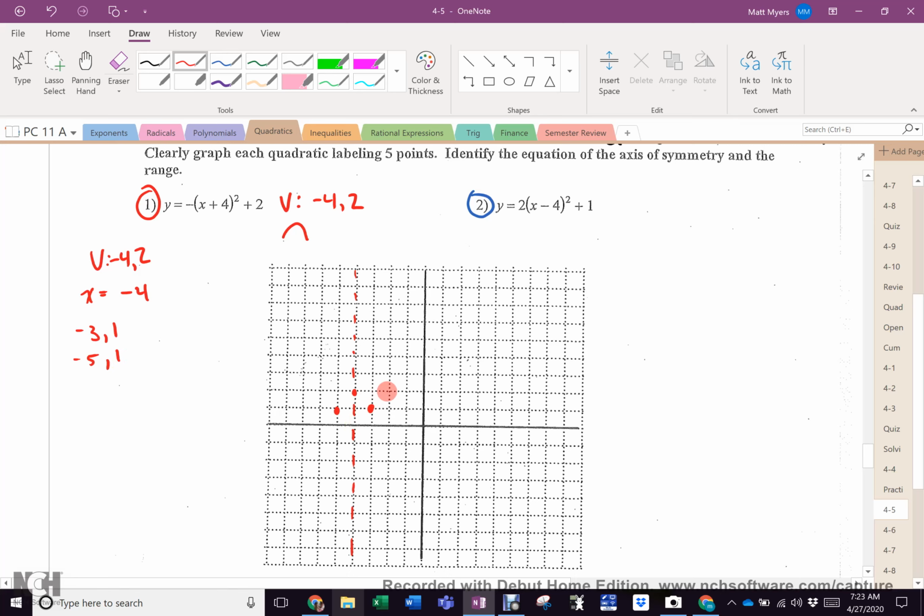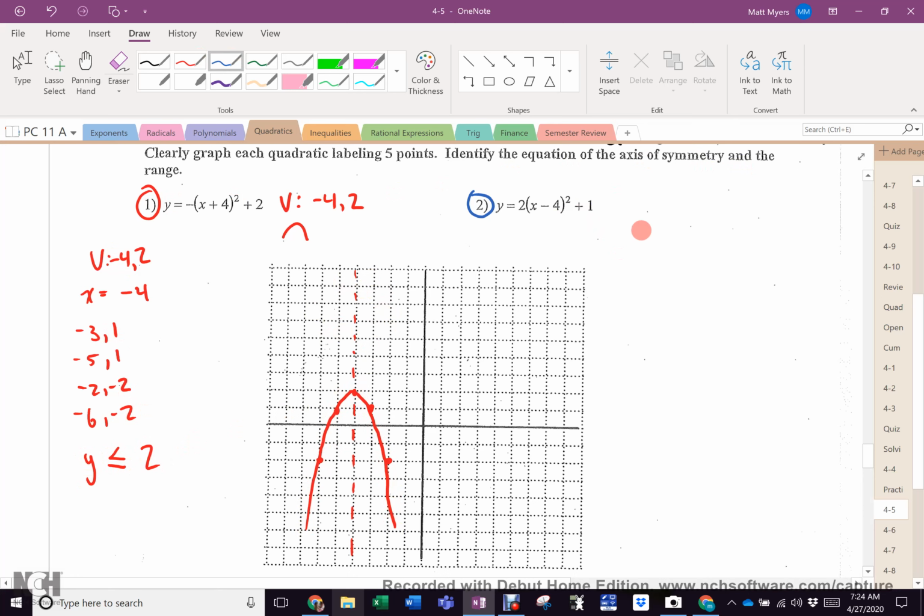Then I would go over 2 and down 4, 1, 2, 3, 4. And then that exact same point, 1, 2, 3, 4 away on the x-axis over here. So that is -2, -2. And that is -6, -2. And there's my 5 points. And then I sketch it. And it says it wants the range. So all my y values have to be less than or equal to +2, because there's no y values up here.